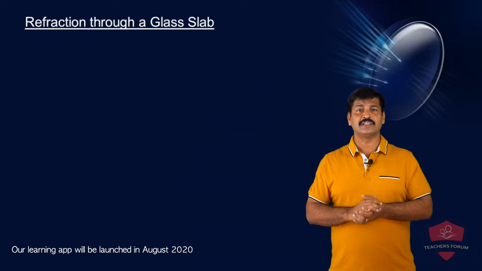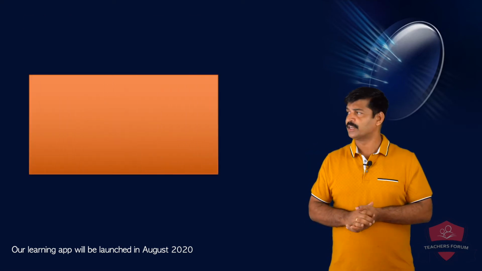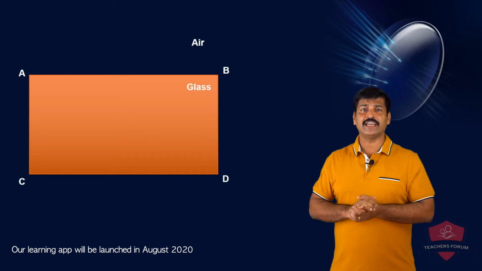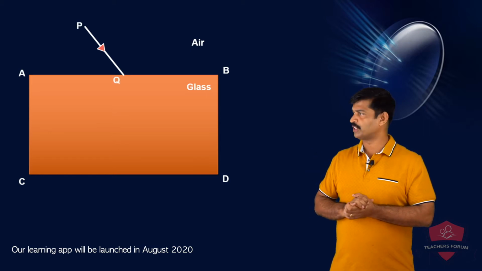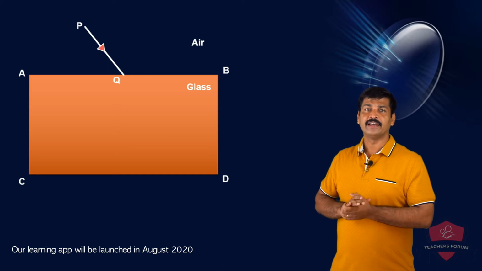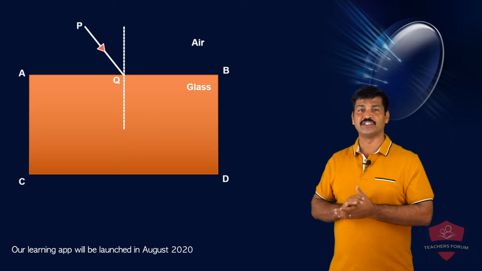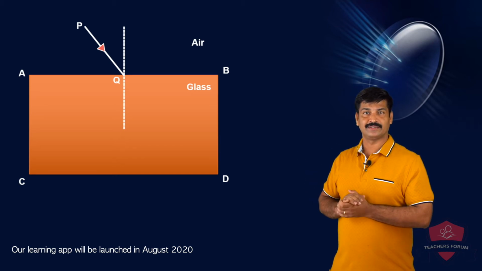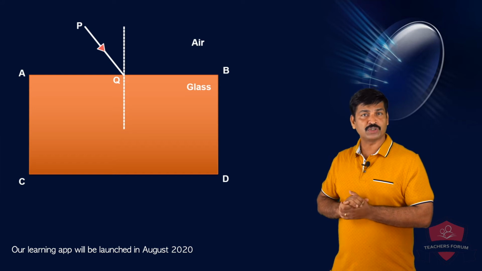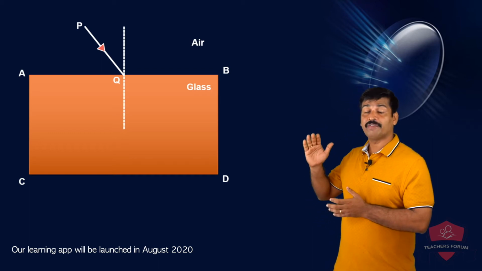Now let us consider refraction through a rectangular glass slab. Here we have taken a rectangular glass slab ABCD. A light ray is incident on one edge AB of the rectangular glass slab. You see, the incident ray falls obliquely. Now let us draw a normal at the point Q. What happens to that incident ray? The light ray is traveling from air to glass. So there are two transparent media. The first one is air, the second one is glass. So the direction of light will change.